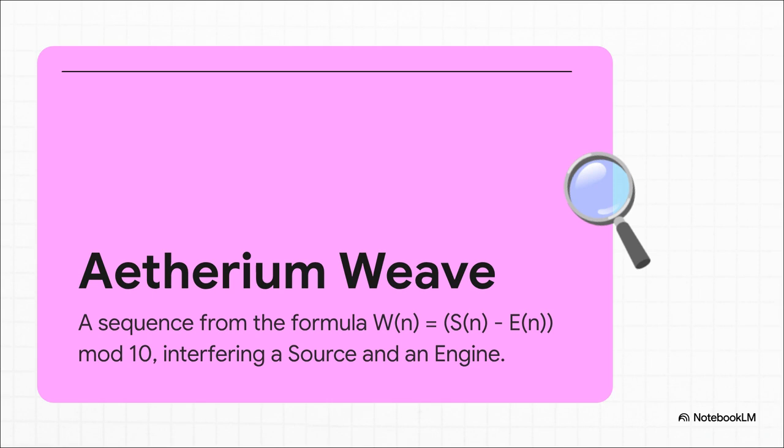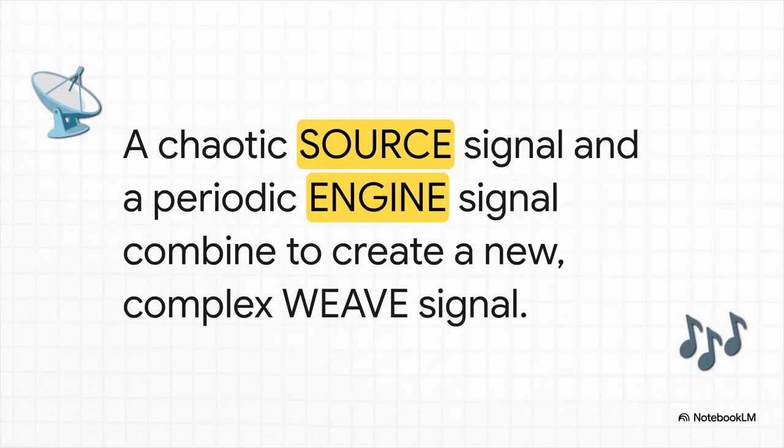You see, each new digit in the sequence gets created by the interference of two other numbers. You've got one from a chaotic source, think of something like the digits of pi, just total randomness. And then you have one from a really predictable repeating engine. That mod 10 part, it just means you do the math and only keep the very last digit of the answer. That's it.